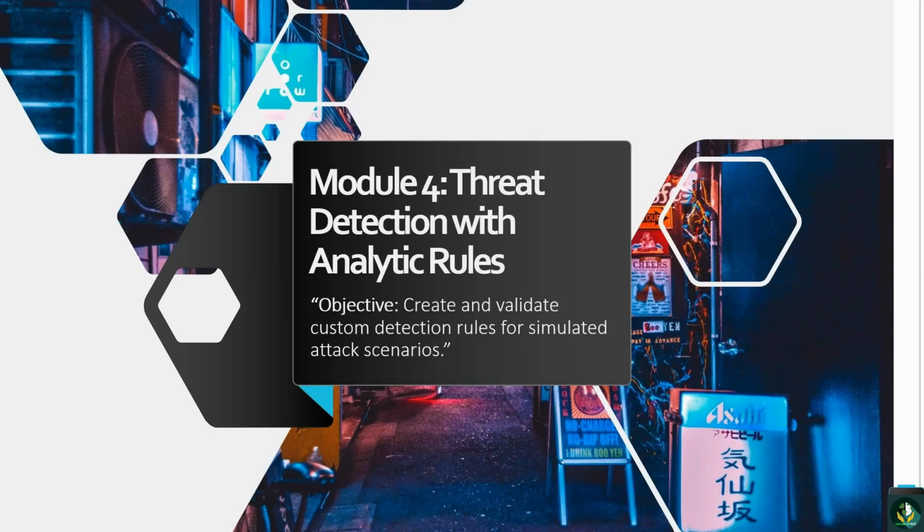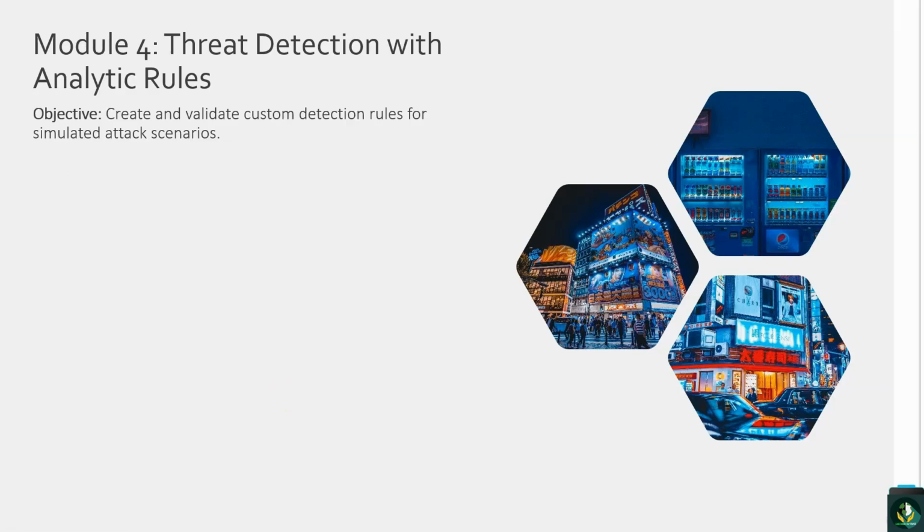Welcome to Module 4, Threat Detection with Analytics Rules. In this module, our goal is to create and validate detection rules in Microsoft Sentinel for real-world attack scenarios. Now that our endpoints are onboarded and sending logs into Sentinel, we can start turning that raw data into actionable insights. Analytics rules are the detection engine of Sentinel. They continuously scan your log data and generate alerts whenever suspicious activity is identified.